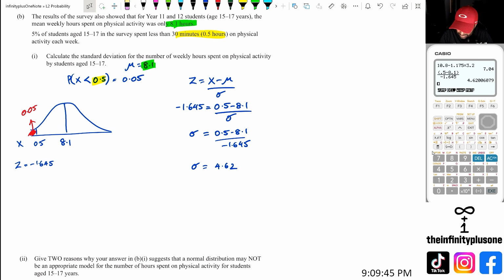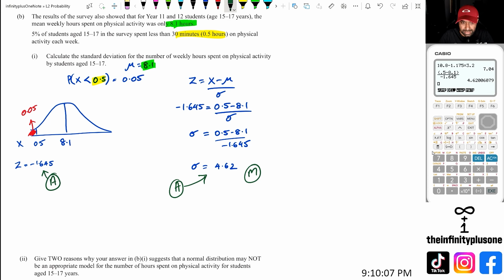So for this part, a correct negative z-score will get you an achieved. Correct standard deviation found with valid working gets you a merit. You could also get achieved only if you just put this 4.62, which I'm not sure how you'd get that, but yeah, you want to show some sort of working.